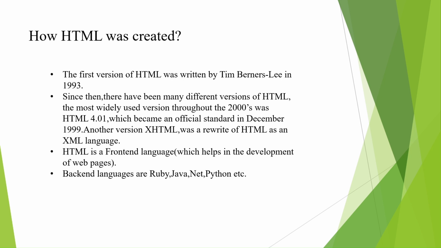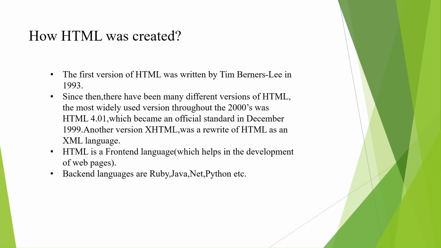HTML is a front-end language which helps in the development of web pages. Backend languages are Ruby, Java, .NET, Python, etc. Front end is the user interface where the user interacts with the website, which includes images, links, buttons, style, behavior, etc. The backend cannot be seen by users, where in the background all the functions are going on, like storage of data, user verification and so on.